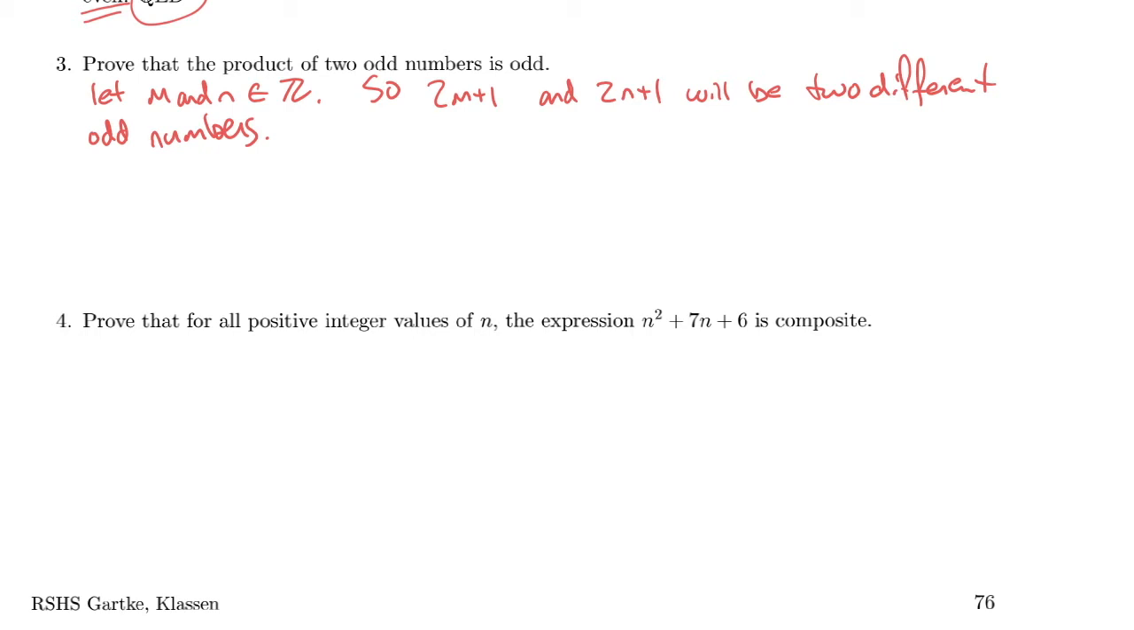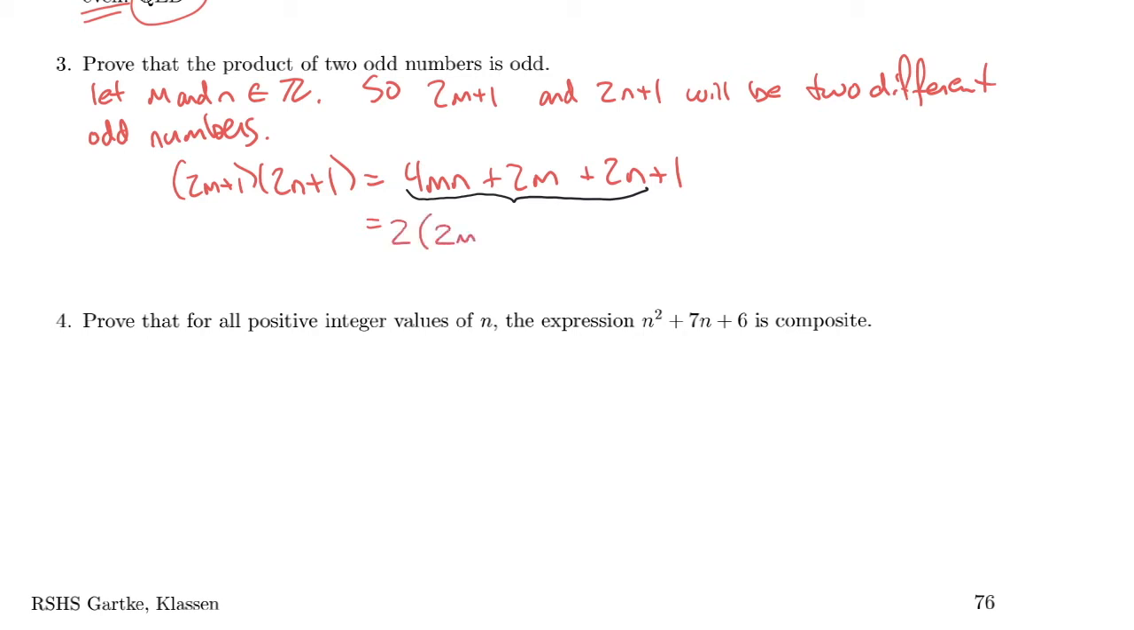Okay, so we're going to get 2m plus 1 multiplied by 2n plus 1, and that is going to equal, we're just going to do some distribution here. So 4mn plus 2m when I multiply the 2m through, and then 2n plus 1. Now notice that out of the first three terms, I can factor out a common 2. That leaves me with 2mn plus m plus n and plus 1 here.